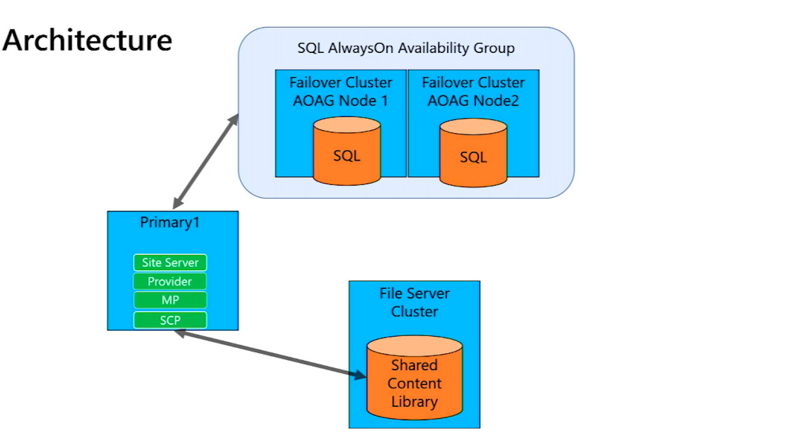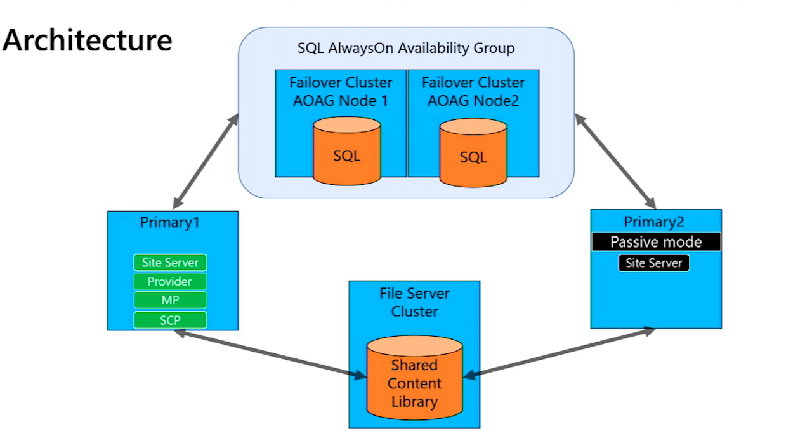But it'll allow you to not lose your content library if for some reason something happens to your primary server. So you move your content library off of your primary, and then you install a new site server role. We set up a new site system with prerequisites, and then you can install a new site server role in passive mode. So effectively, you go install site server role, and one of the new options is primary server in passive mode.